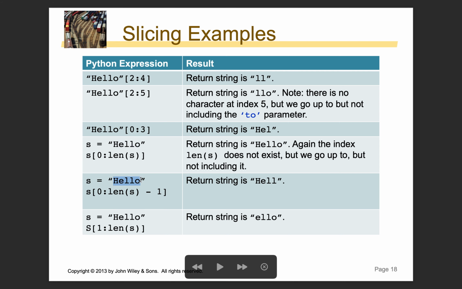Okay, if I had hello, and then I went from 0 to the length of S minus 1, the length of S is 5, 5 minus 1 is 4, so I'm going from 0 up to, but not including, the 4th index. So 0 index, 1 index, 2 index, 3 index. I don't include the 4th index, and I just get hell. And then let's say our string again is hello. We're going from the first index up to, but not including position 5. So this is position 0, so we're starting at position 1, and we're going up to position 5, but not including position 5, so we just get E-double-L-O.